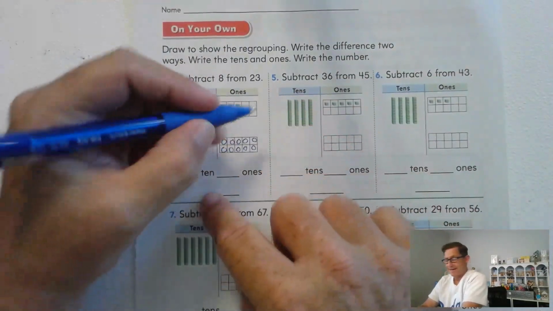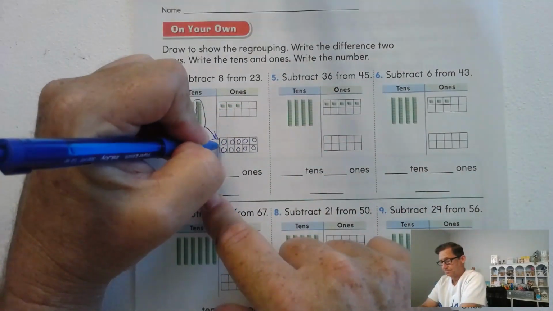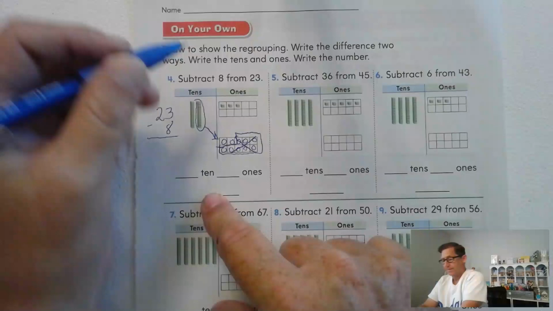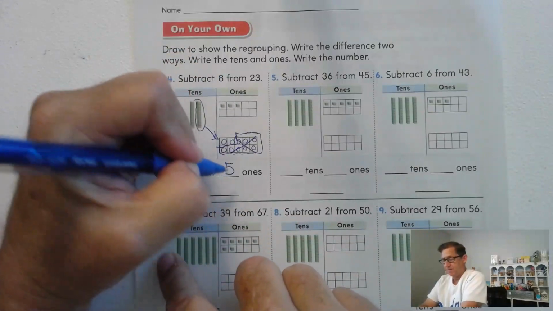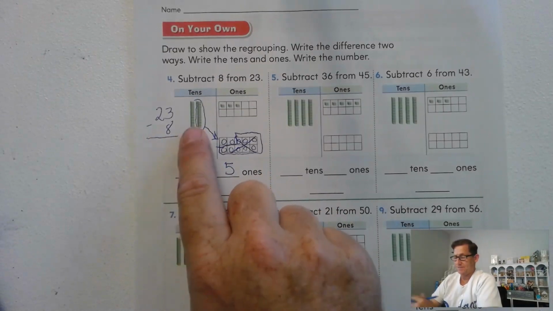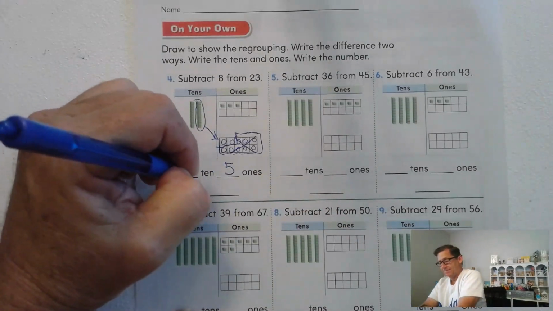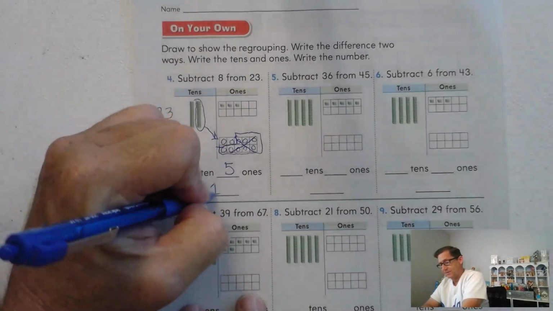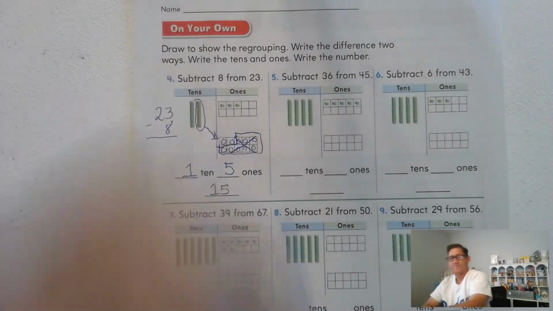Now I can subtract 8, right? And that leaves me 5 ones. I don't have to take away any tens, so I have 1 ten left. So 23 minus 8, 15.